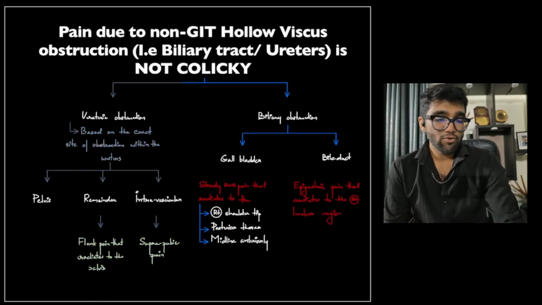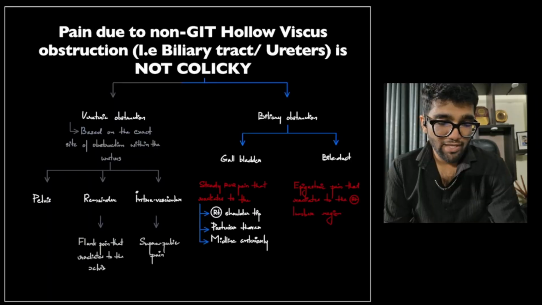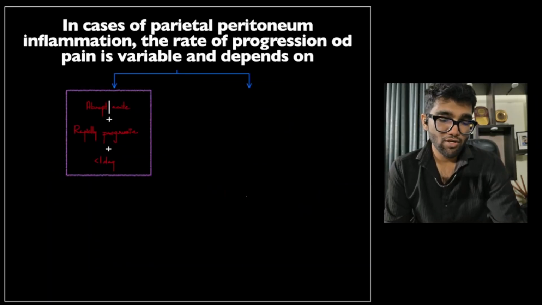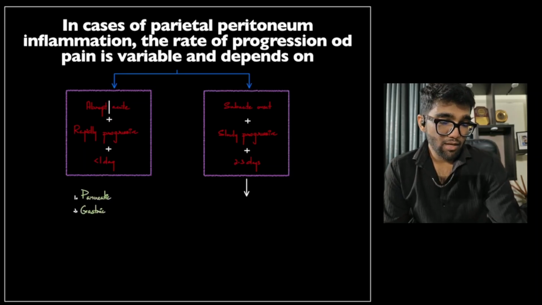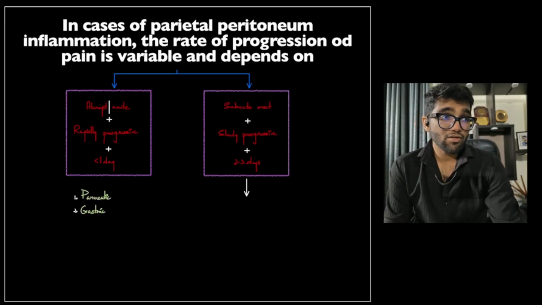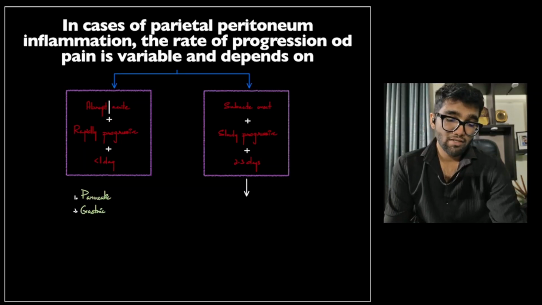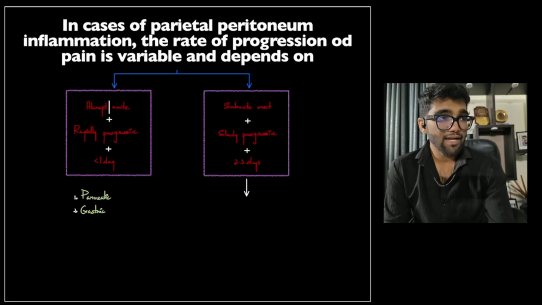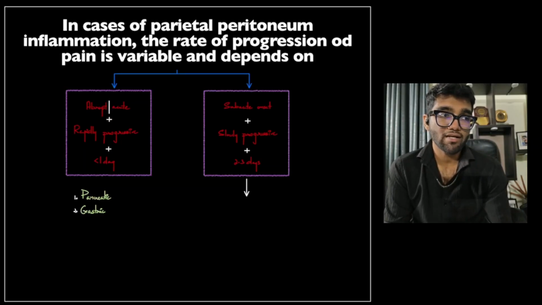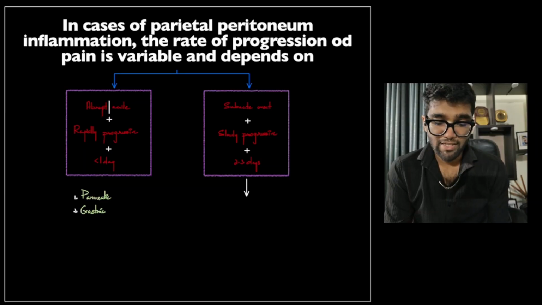Now, in cases of parietal peritoneal inflammation, the rate of progression of pain is variable and depends on two factors. The pain could be abrupt onset, rapidly progressive within one day, or it could be subacute onset, slowly progressive over 2 to 3 days. Now, it is abrupt onset when the material that is causing the peritoneal inflammation is highly abrasive or highly chemically active and causes direct digestion of the peritoneum. That happens with pancreatic secretions and with gastric secretion. Pancreatic secretions have a lot of enzymatic activity, and gastric secretions are obviously very acidic.